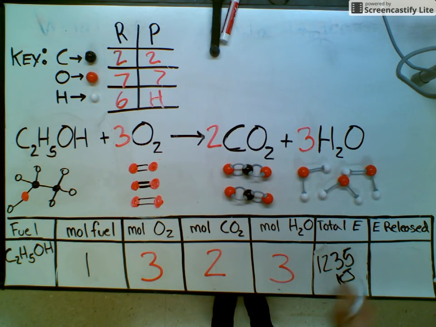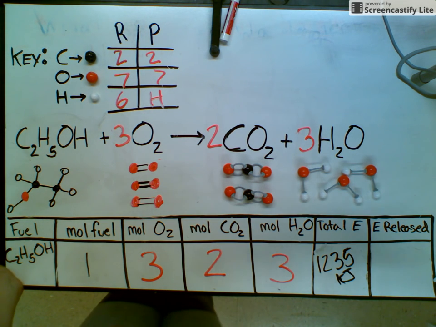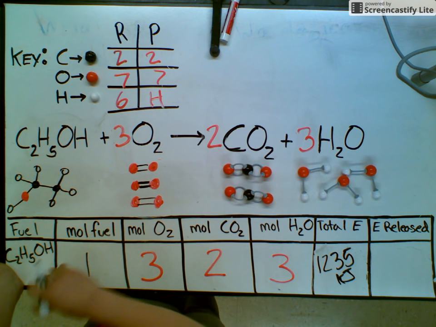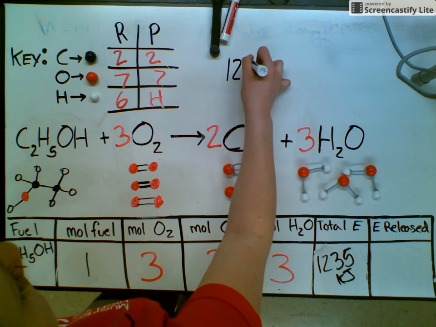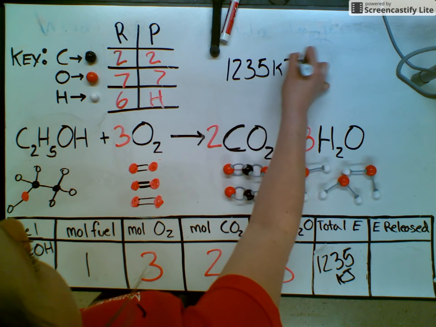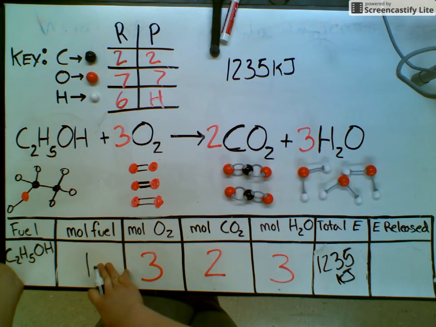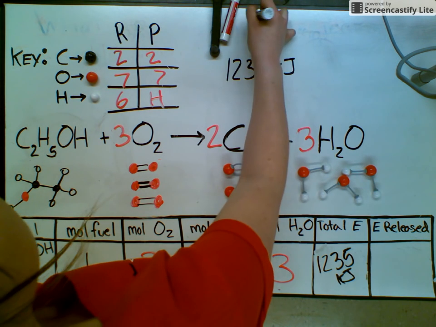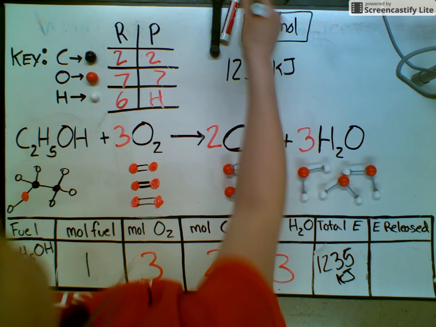So on our chart, we are already given 1,235 kilojoules total is released after we burn or combust this hydrocarbon ethanol. It's actually an alcohol type. So we've got 1,235 kilojoules. Now, how on earth are we going to get this to the amount that is released per mole? Well, we only have 1 mole of fuel. So if you look at the units on your table, you'll see that it already says kilojoules per mole, kilojoules divided by moles. So this is our formula.